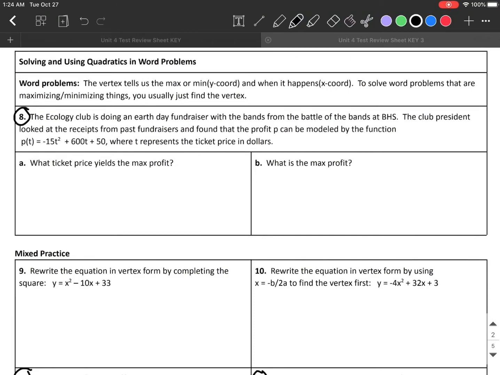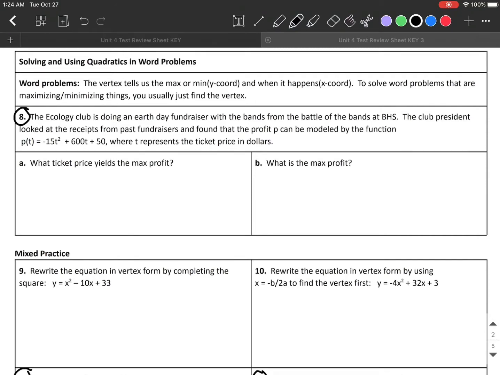The Ecology Club is doing an Earth Day fundraiser with the bands from Battle of the Bands at BHS. The club president looked at the receipts from past fundraisers and found that the profit P could be modeled by the function P of T equals negative 15T squared plus 600T plus 50, and T represents the ticket price in dollars. So P of T is the profit, T is the ticket price.